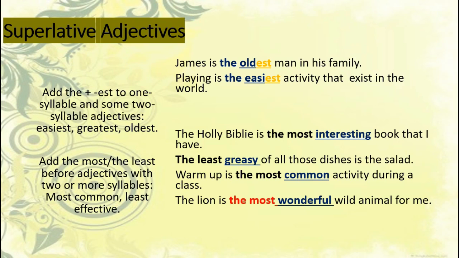The least greasy of all those dishes is the salad. Warm up is the most common activity during a class. The lion is the most wonderful wild animal for me. Remember, we add the article the plus the word most with adjectives with two or more syllables. For example, interesting, 3 syllables. Greasy, 2 syllables. Common, 2 syllables. Wonderful, 3 syllables.